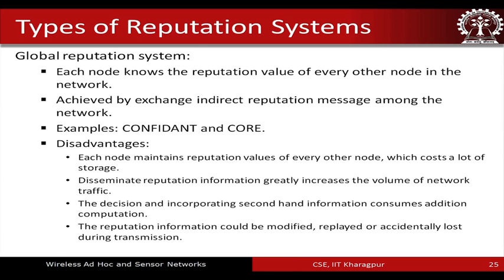So, this additional volume of traffic is unwanted, but at the same time, if you have to adopt these mechanisms, you have to increase the traffic with this kind of additional information. The decision and incorporating second hand information consumes additional computation, and the reputation information could be modified, replayed or accidentally lost during transmission. These are the four distinct disadvantages of this class of reputation systems.